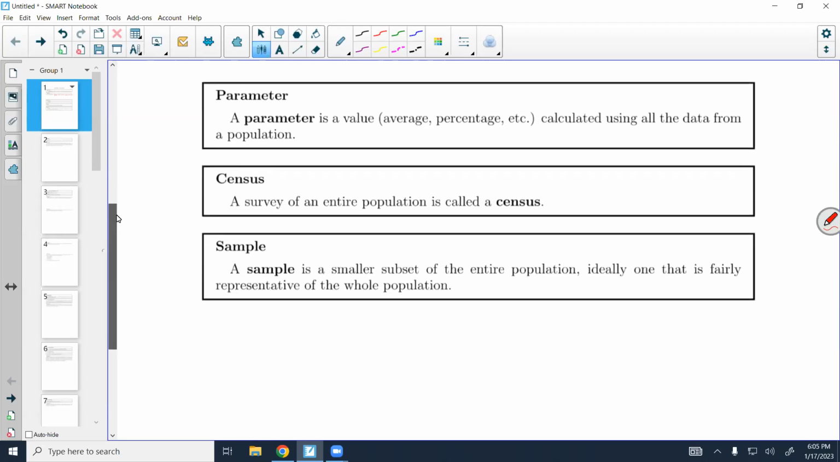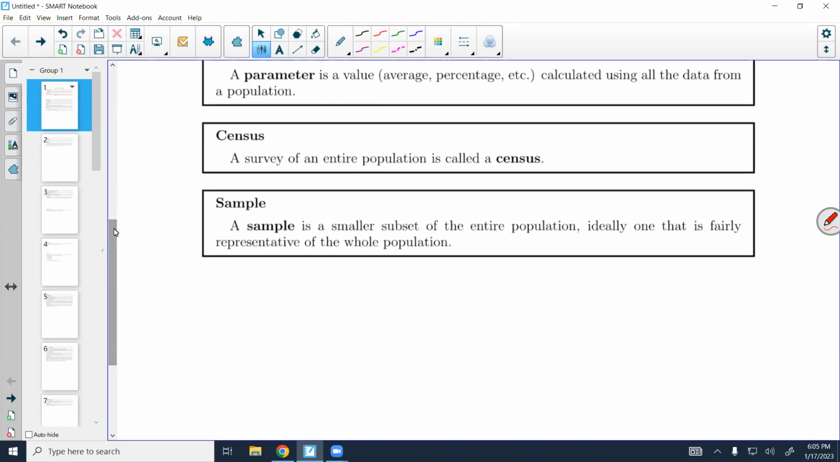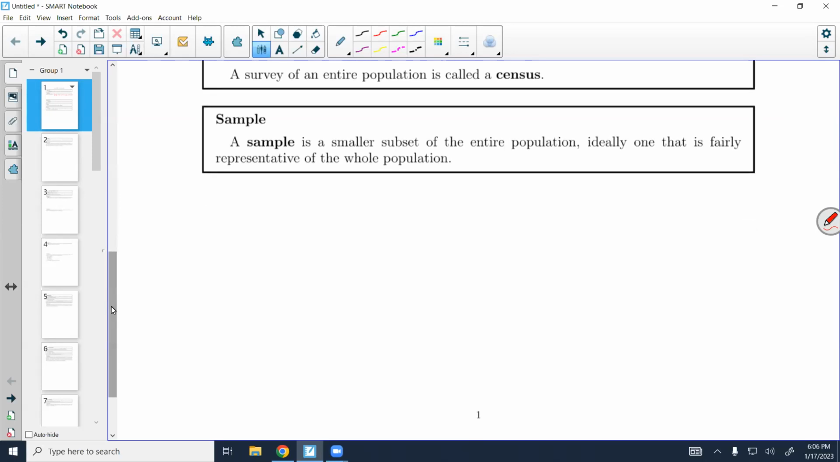Now we get to the stuff that we're more interested in. A sample. A sample is a smaller subset of an entire population, ideally one that is fairly representative of the whole population. So getting back to what I was saying before, if I wanted to find out things about UWF students, I might take a sample of students like you in this classroom, or people in all my classes. That would be a sample, a smaller group of the entire population.